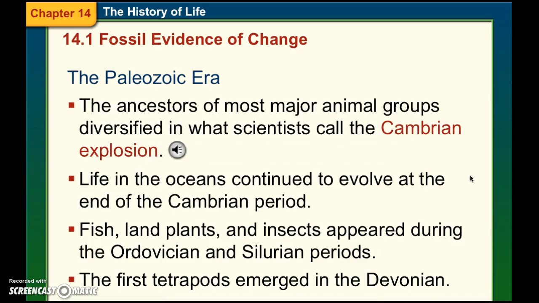The Paleozoic era is where you have something called the Cambrian explosion. It's not what it sounds like. Nothing blew up. But what did blow up is a huge influx of organisms appearing, and life in the oceans continued to evolve. Everything started in the water, and stuff started moving to the land. And you're going to have the first insects emerging. You're going to have fish, land plants, and tetrapods. And all of this happened during the Cambrian period.